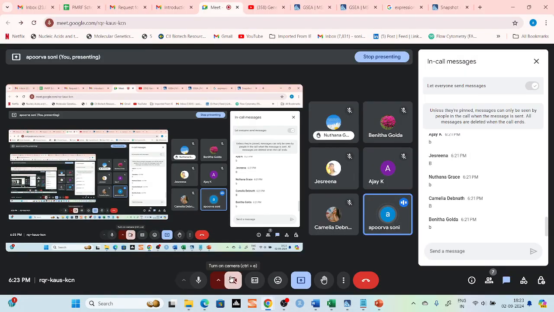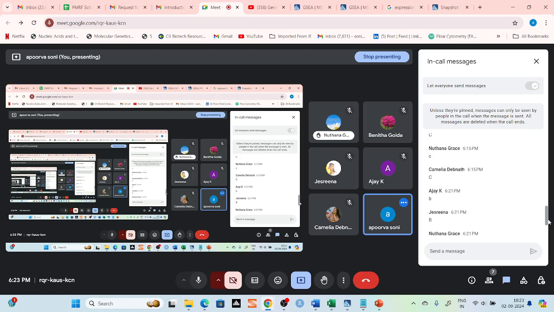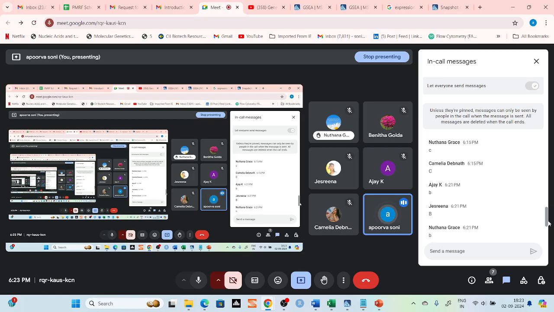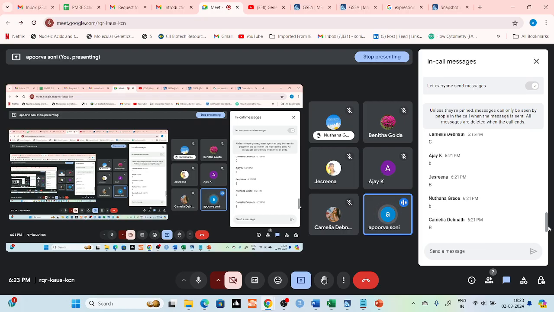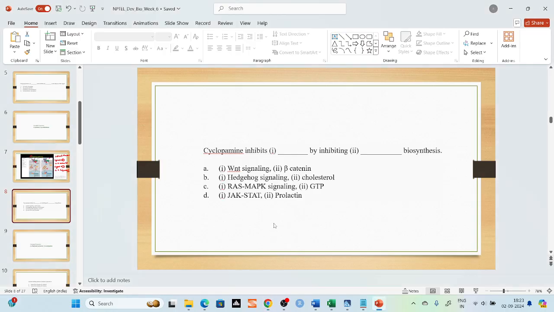So what have you all answered? Let's see. Ajay has answered B, Jisrina has answered B, Grace has answered B, Camelia has answered B, and Benitha. So everybody has answered B. And what is the B option? Yes, so the B option is correct. That is cyclopamine. It inhibits the hedgehog signaling by inhibiting the cholesterol biosynthesis.